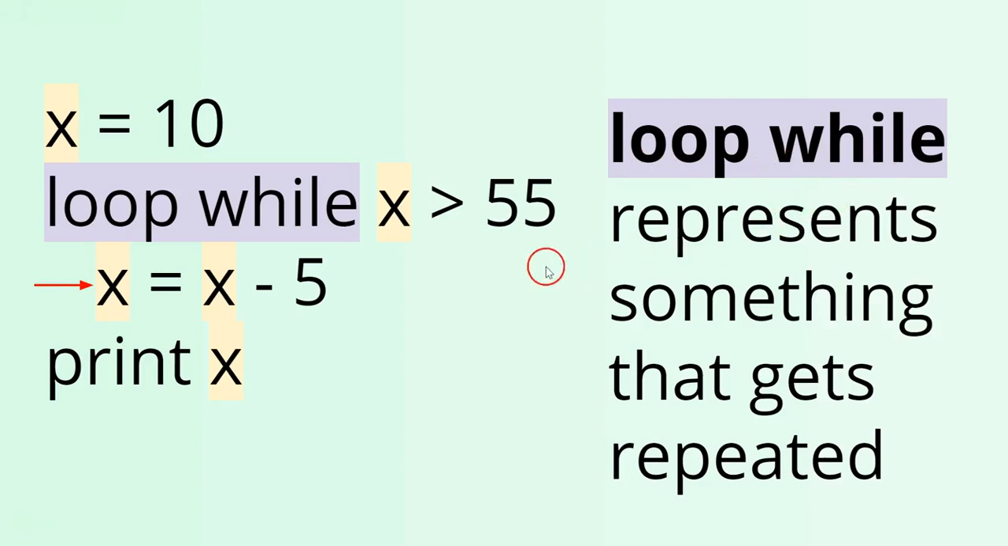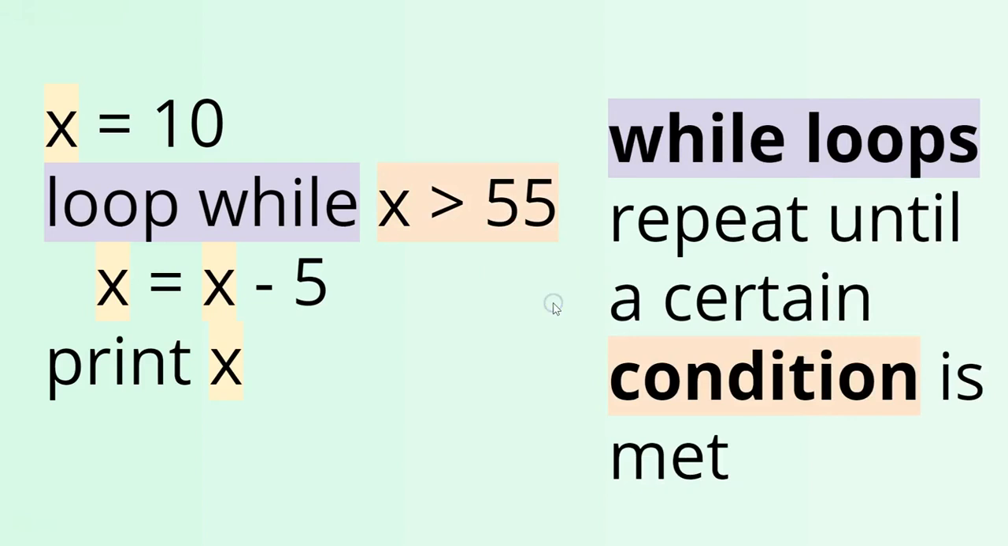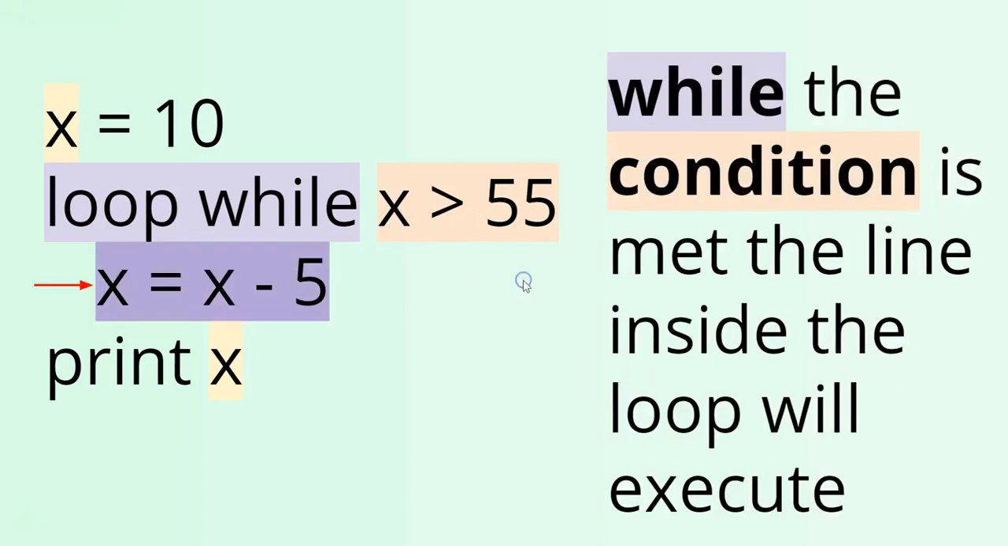A loop is something that happens over and over and over again. A while loop is a specific type of loop, meaning while something is true, keep doing this. Notice that this is indented underneath, right? So this is the thing you're going to keep doing while x is greater than 55. This is the condition right here. X is greater than 55. Okay? This piece right here is what is indented underneath, so it's part of the while loop.